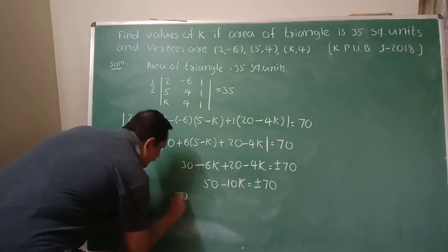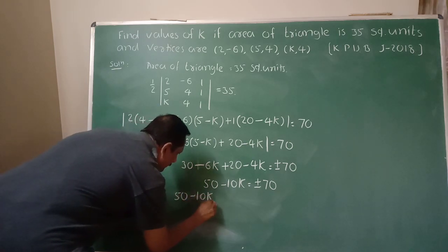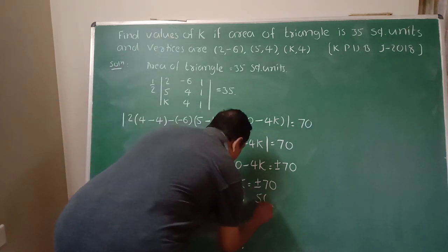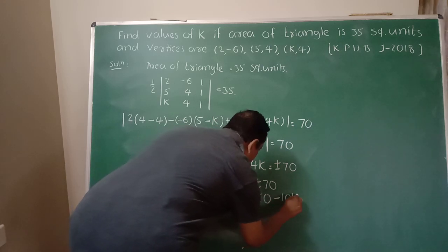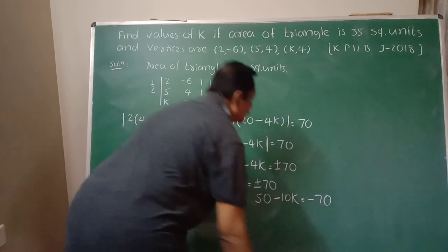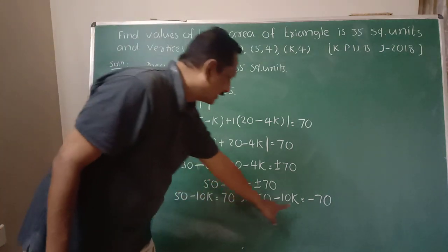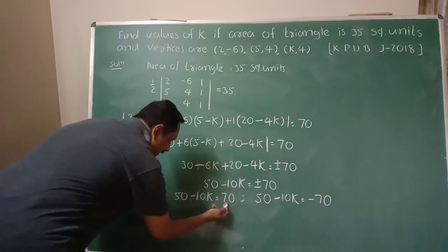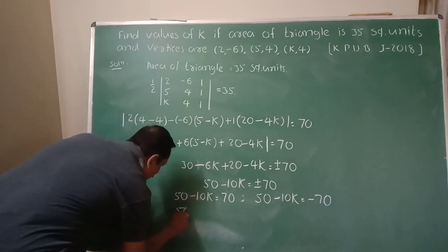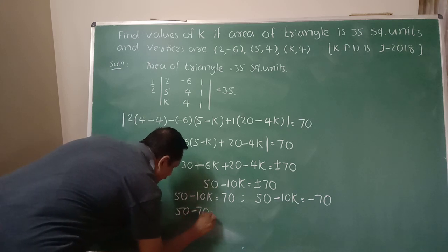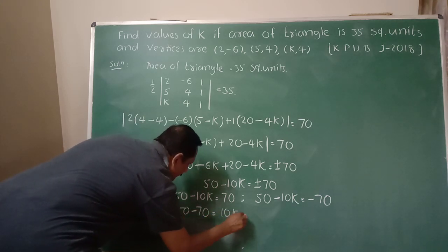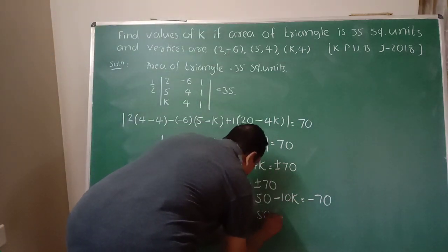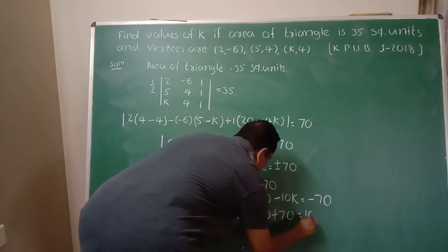So 50 minus of 10k is equal to 70 here. Then similarly 50 minus of 10k is equal to minus of 70 here. Take first time plus 70, second time minus 70 here. Left side term keep as it is here. Take a 70 this side, 10k that side here. Yes, 50 minus of 70 is equal to 10k. Then take a 70 this side, 10k that side here. 50 plus 70 is equal to 10k.